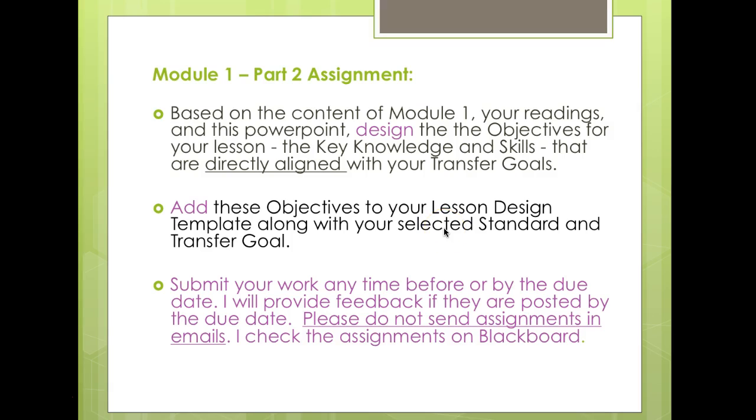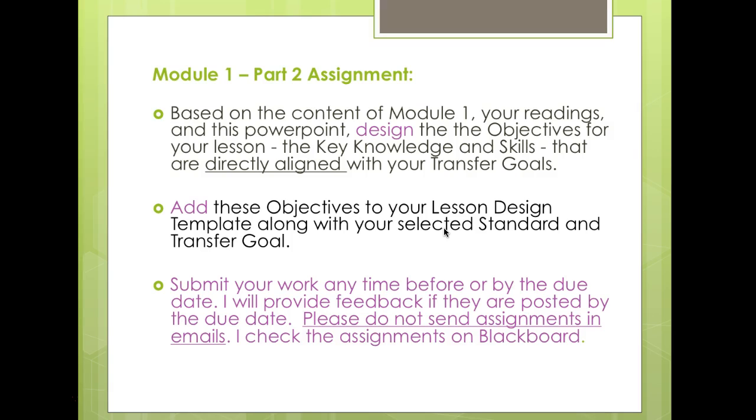And based on the content of Module 1 and your readings of this PowerPoint, you're going to design the objectives for your lesson, the key knowledge and skills that are directly aligned with your transfer goal. Add these objectives to your lesson design template along with your selected standard and transfer goal, and submit your work on time to the assignment Dropbox.